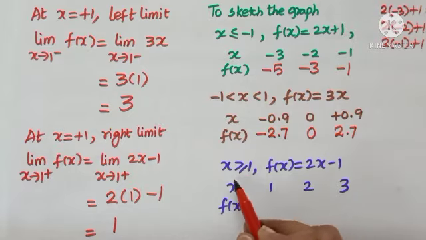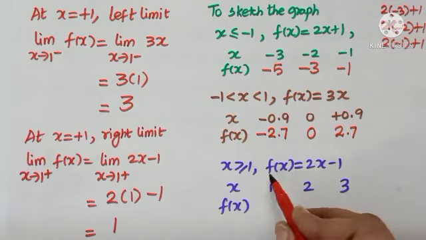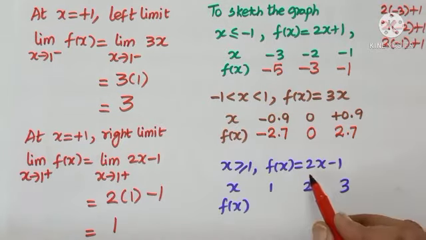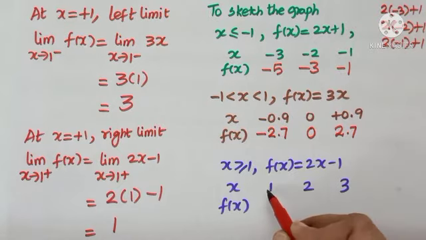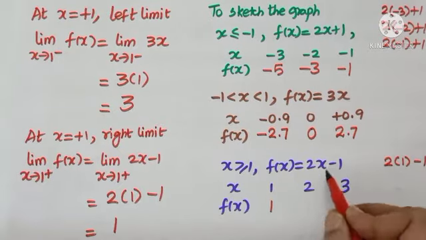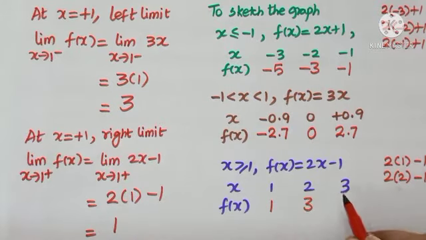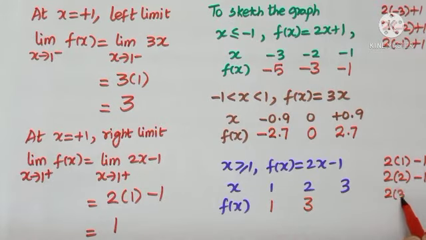When it is above or equal to 1, that is 1, 2, 3 and so on, I can substitute. What is f of x? 2x minus 1. When I put 1, 2 into 1 minus 1, that is 1. When I put 2, 2 into 2 minus 1, that is 4 minus 1, which is 3. When I put 3, 2 into 3 minus 1, that is 6 minus 1, 5.